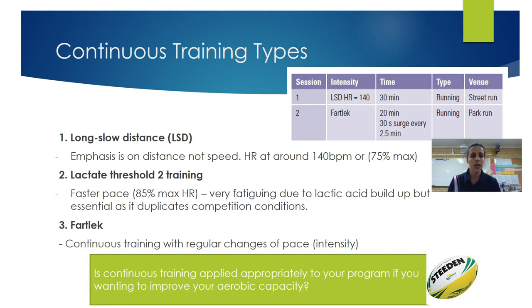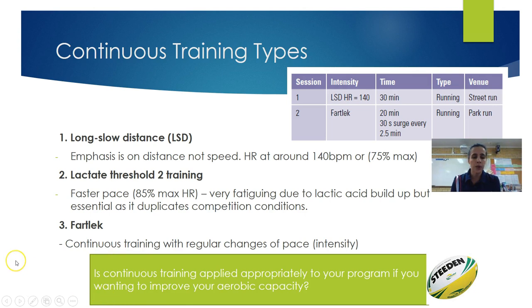Here are some continuous training types. So you've got your LSD, long slow distance, and lactate threshold training. So you increase the pace. That's very fatiguing. You wouldn't be able to run 3K at 85% max heart rate. And fartlek is very common, continuous training with regular changes of pace. So you might run 500 meters at 70% intensity, and then for the next 200 meters you're going to run at 85% intensity. That's probably the most popular form to improve continuous training, aerobic capacity.